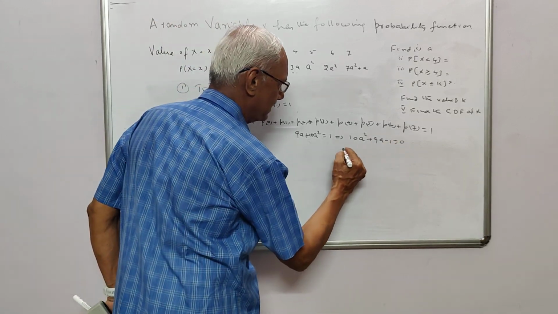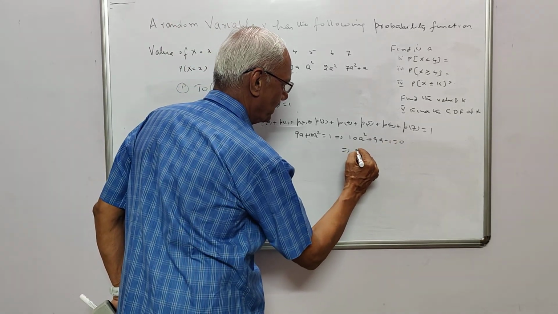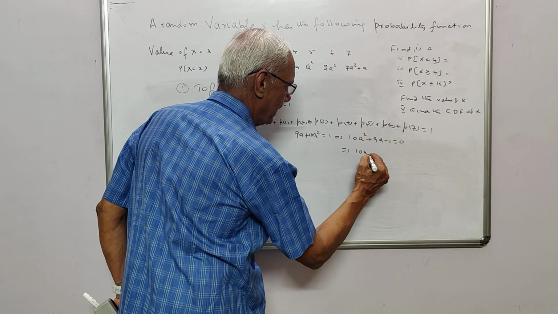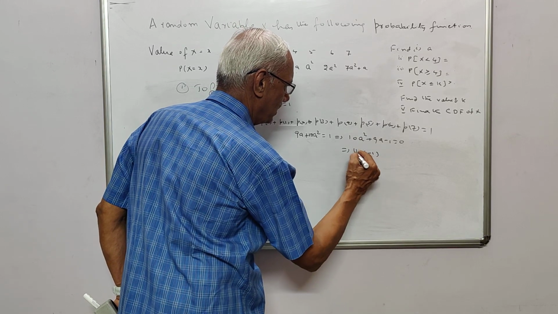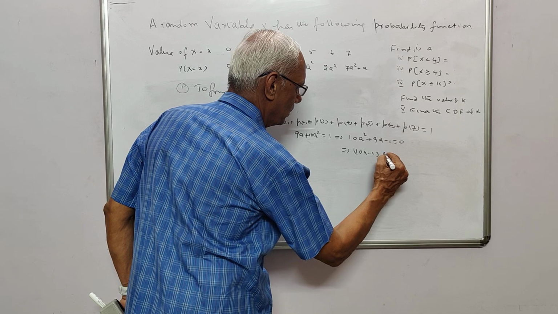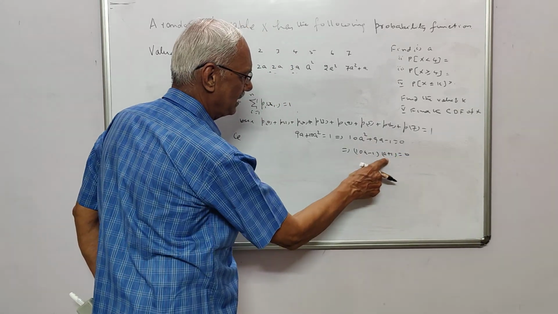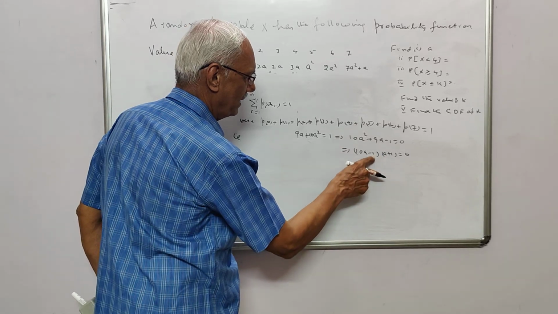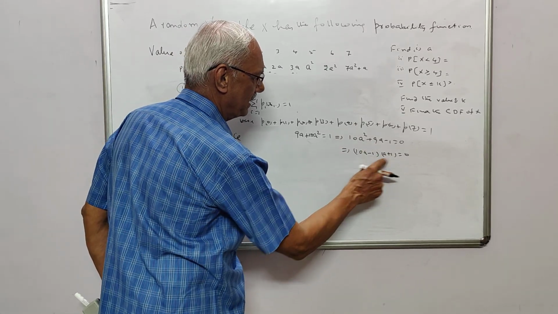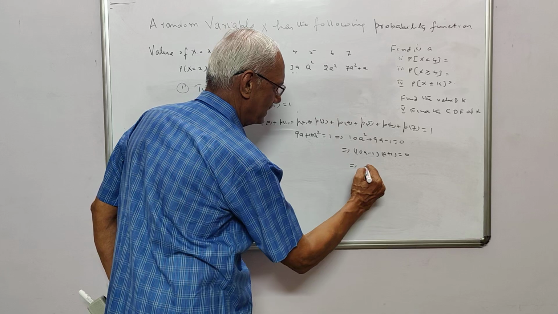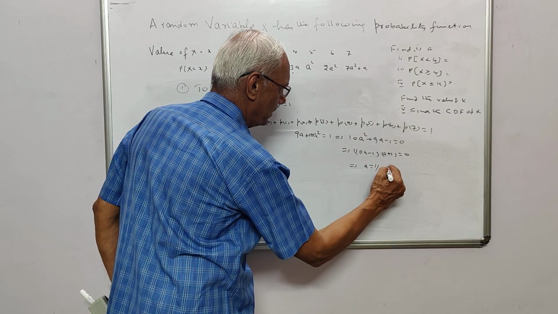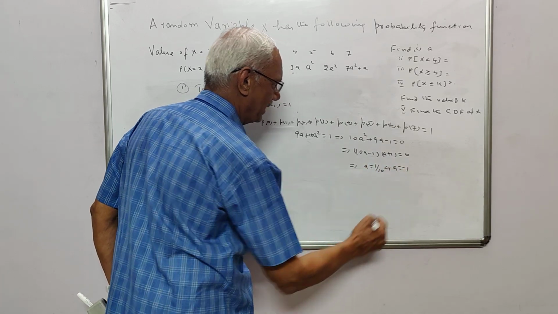Now factorize this. So this implies 10a minus 1 into a plus 1 is equal to 0. You just see that 10a squared minus a plus 10a plus 9a is equal to 0. So this implies a is equal to 1 by 10 or a is equal to minus 1.